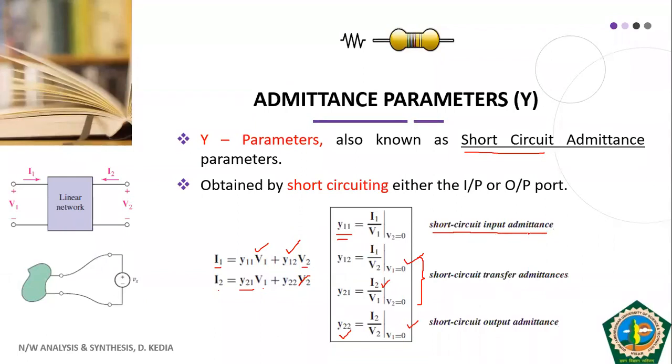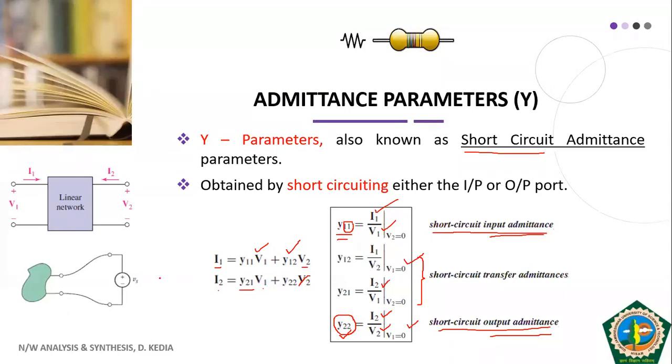Why are we calling it input admittance? Because in the Y parameters, all the input parameters, that is 1, mean input current and input voltage. That's why input admittance. Similarly, we have short circuit output admittance. In case of output, we have both the output terminal parameters, that is your I2 and your V2. That's why we call it output admittance.